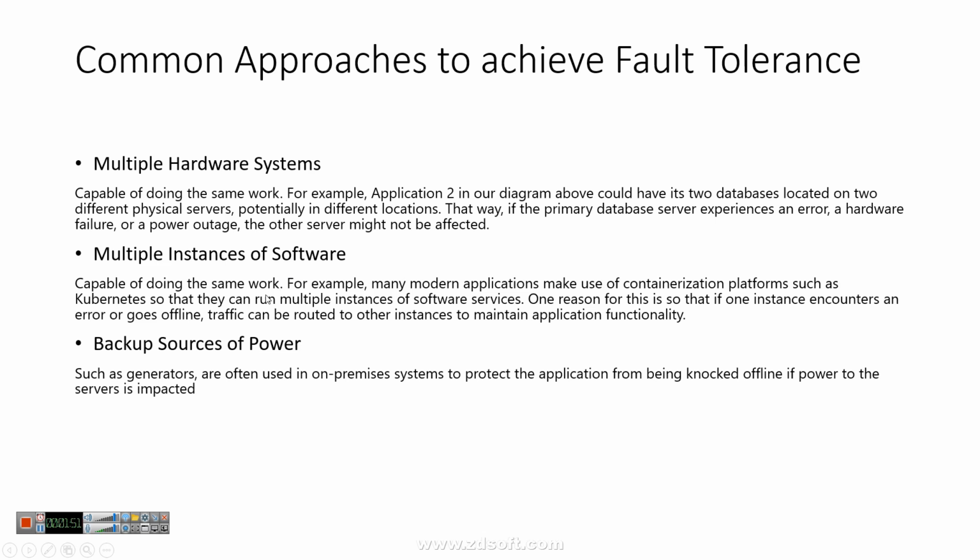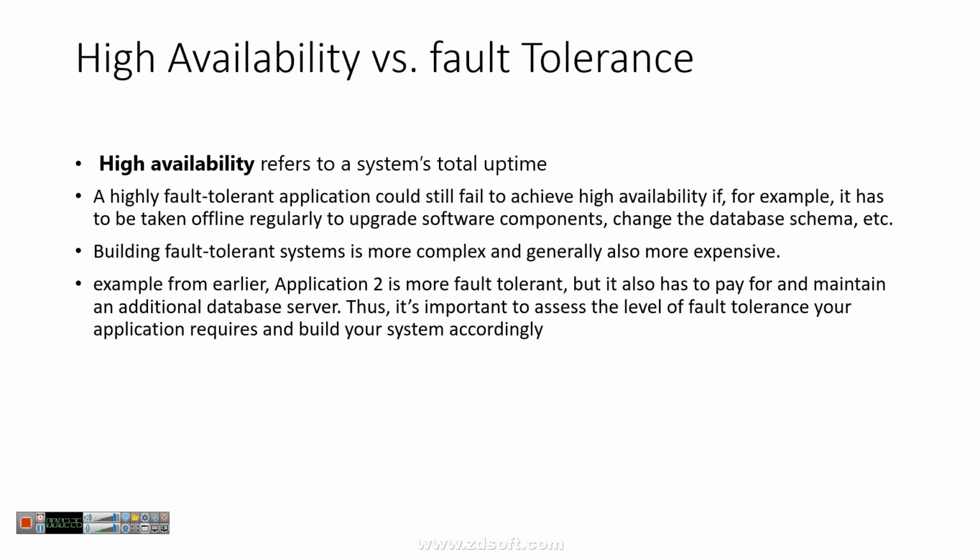Second one is multiple instances of the software, each capable of doing the same work. For example, many modern applications make use of containerization platforms such as Kubernetes so that they can run multiple instances of software services. One reason for this is so that if one instance encounters an error or goes offline, traffic can be routed to another instance to maintain the application functionality. And third one is backup sources of power, such as generators in on-premise systems, to protect the application from being knocked offline if the power to the server is impacted.